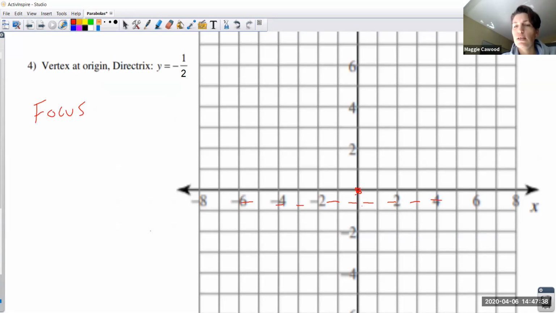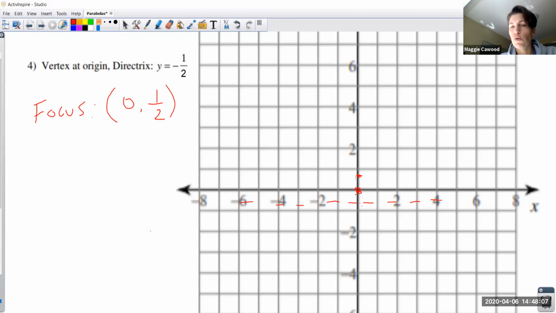The absolute value of that distance is p. So if I went a 1/2 unit down, I'm going to go a 1/2 unit up to get to my focus. So I know my focus is at the point (0, 1/2). I also know 2 more points because I need to take that 1/2 distance and double it. So 1/2 doubled would be 1 whole. A half plus a half is a whole.